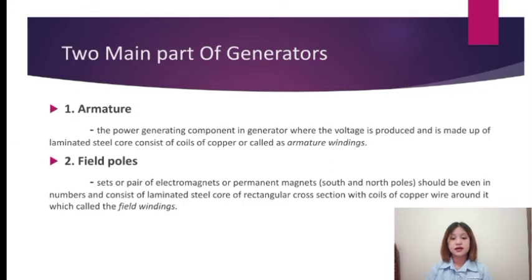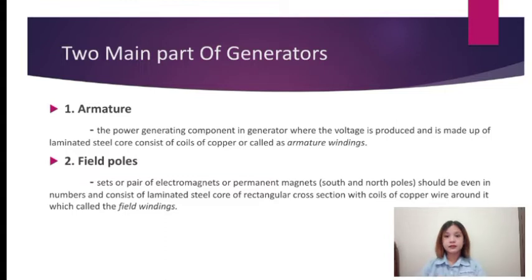Well, an AC generator has two main parts, the armature and the field poles. Armature. It is the power-generating component in a generator where the voltage is produced, and is made up of a laminated steel core that consists of coils of copper, called the armature windings. The armature is used to communicate between the two magnetic fluxes or magnetic fields to generate.